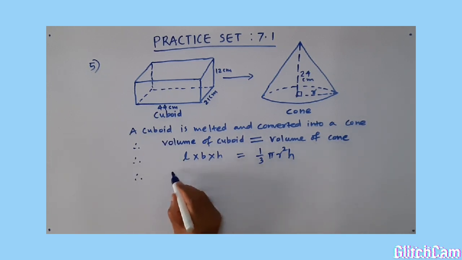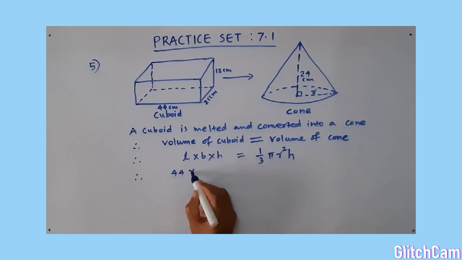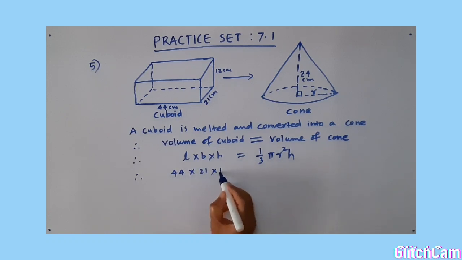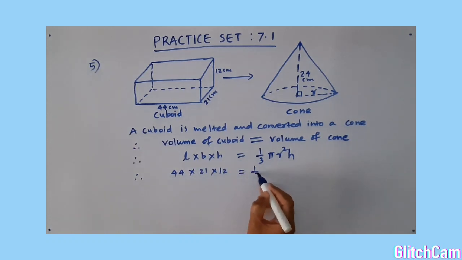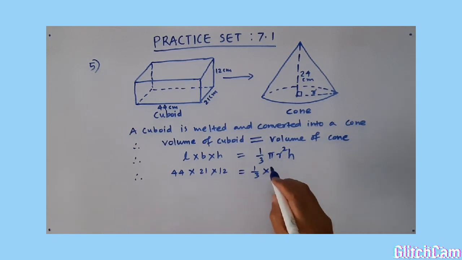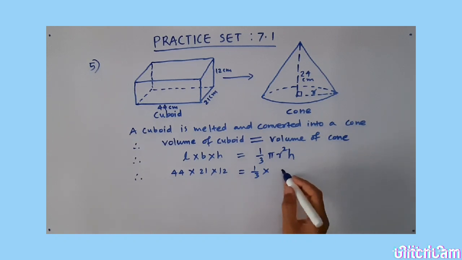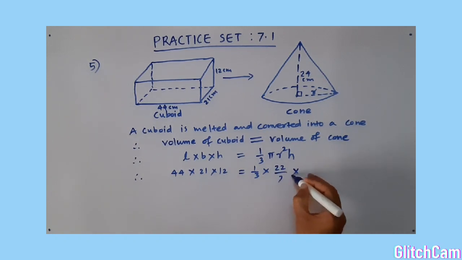Length, breadth, height are given in the order 44 into 21 into 12, and here we have 1/3. Now what value of pi? Have they specified the value of pi? No, they have not specified. So I told you normally we have to take 22 upon 7. So I will put 22 upon 7.